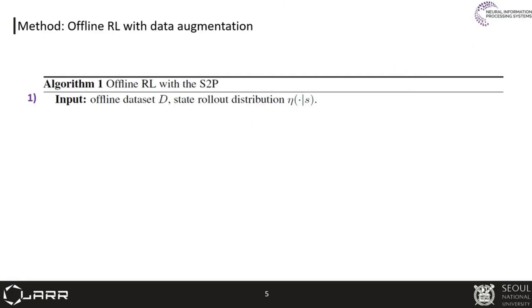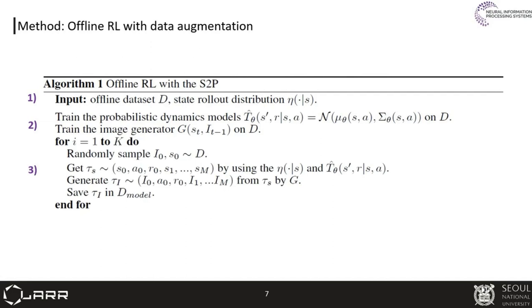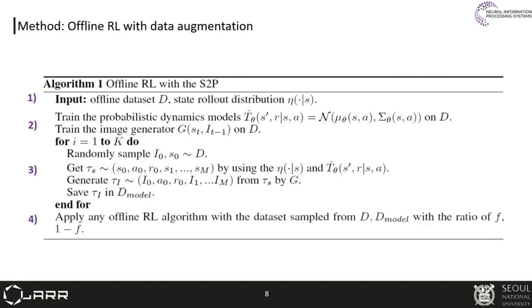Given the offline dataset D and some rollout distribution eta in the state domain, we train the dynamics model that predicts the next state and reward given the current state and action, and train the image generator with the offline dataset D. Then we obtain state trajectories by using the rollout distribution and dynamics model. After that, we obtain trajectories in the image domain from state trajectories by utilizing the trained S2P generator.